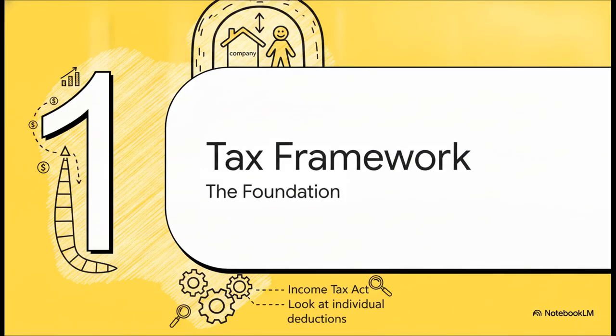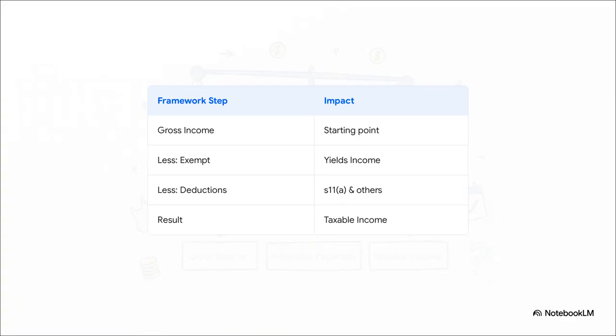First up, the foundation, our introduction and tax framework. Before we can even begin looking at individual deductions, we have to know exactly where they fit into the grand scheme of the Income Tax Act, and that's for both companies and natural persons. So you start your calculation with gross income, subtract your exempt income, and that yields your income as defined. From there, you subtract your deductions.